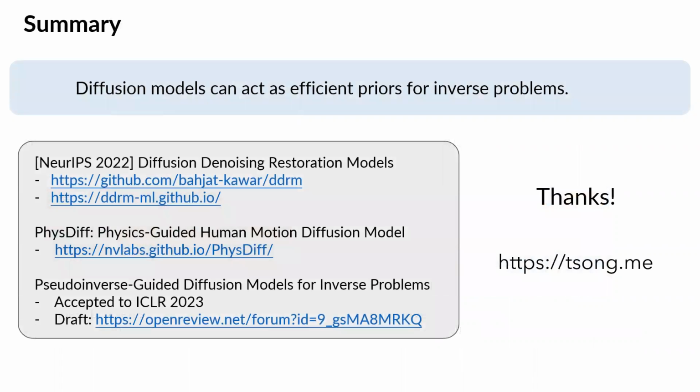Regardless, we have seen some works that demonstrate that diffusion models can act as very efficient priors for inverse problems. And from the results that we show here, it's much more promising to use diffusion models for these problems compared to VAEs or GANs. So these are the works and their links to the papers and codes if we have them. Thanks for your attention.